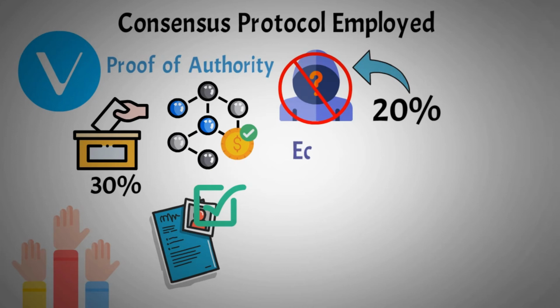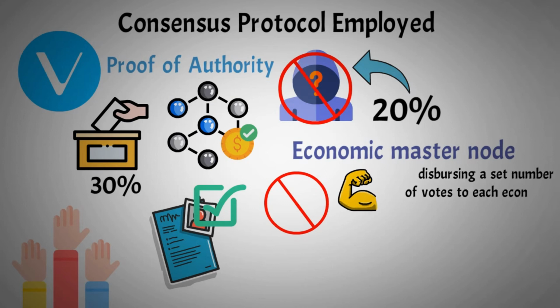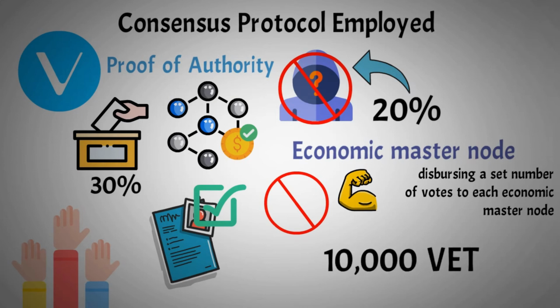Another sort of node that occurs within the VeChain network is the economic master node. These nodes do not work like typical blockchain nodes, as they don't validate transactions and neither do they produce blocks. The objective of these nodes is to offer a check on power and governance within the network. This aim is achieved by dispersing a set number of votes to each economic master node. This number of votes is directly proportionate to their VET ownership. Each 10,000 VET possessed by an economic master node will get 1 vote.